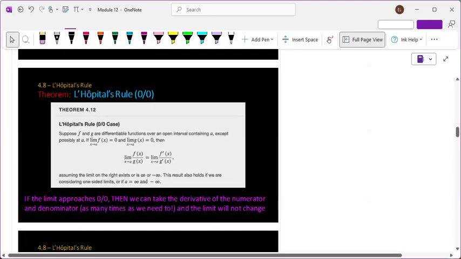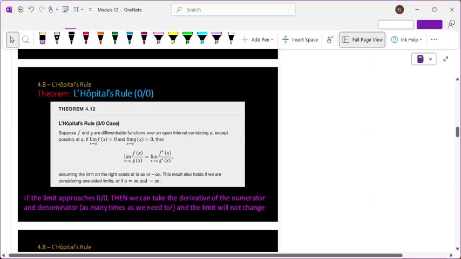Now, what L'Hopital's rule tells us is if f and g are differentiable functions over an interval containing the value that the limit is going towards, and we get 0 for the top function and 0 for the bottom function, then we can take the derivative of the top on its own, the derivative of the bottom on its own, put them back in a quotient, take the same limit, and they'll be equal to each other.